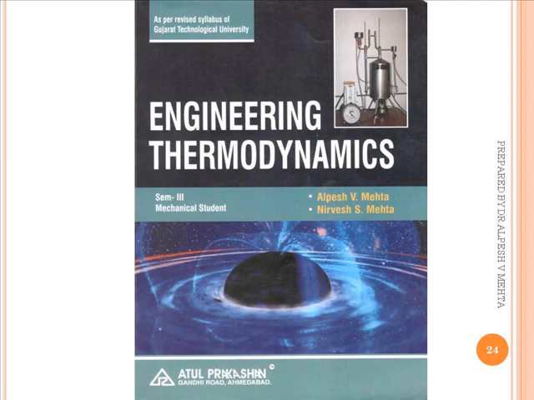So friends, this was in brief about vapor power cycle and its numericals. All these things were taken from the book of Engineering Thermodynamics by Atul Prakashan, and the authors are Dr. Alpesh Mehta and Dr. Nirvesh Mehta.